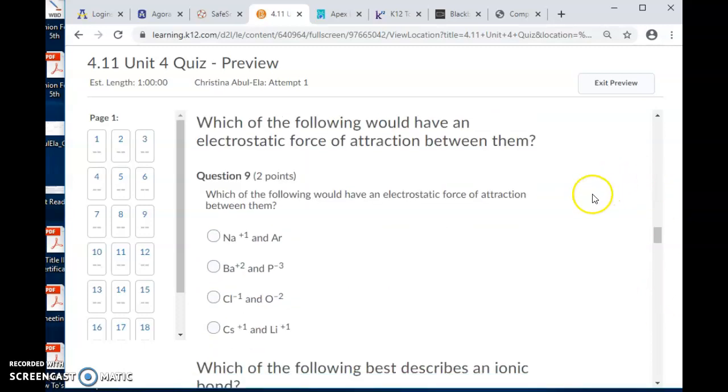Number 9. Which of the following would have an electrostatic force of attraction between them? Na+1 and argon, a sodium ion and argon. Ba+2 and P-3, that's a barium ion and a phosphide ion. Cl-1 and O-2, that's a chlorine ion and an oxide or oxygen ion. And cesium+1 and lithium+1, a cesium ion and lithium ion.